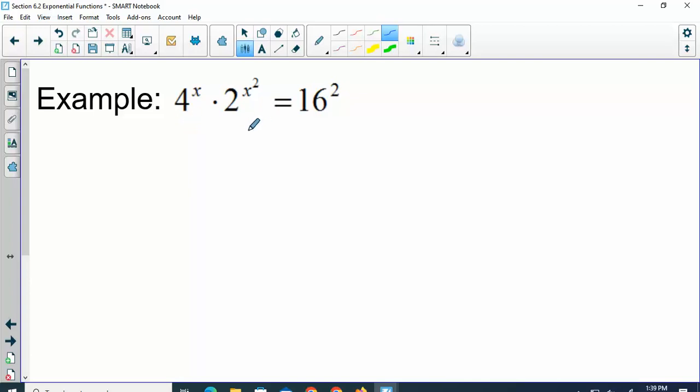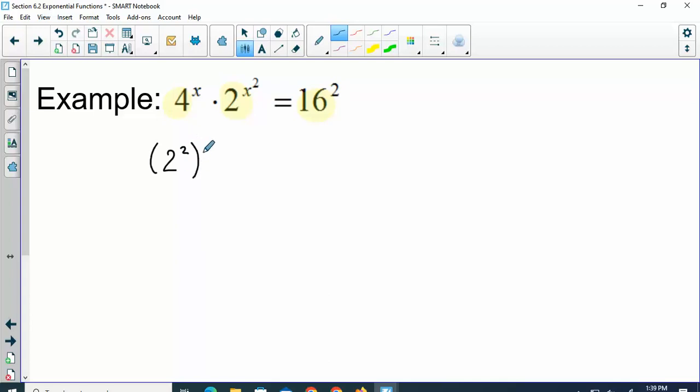Can I multiply my 4 and 2? Order of operations says you have to do exponents before you multiply. So I can't multiply these yet. What else could we do? Change the base. We really have 3 bases here, 4, 2, and 16. We need all of those to match, so we're going to change all of them to 2's.